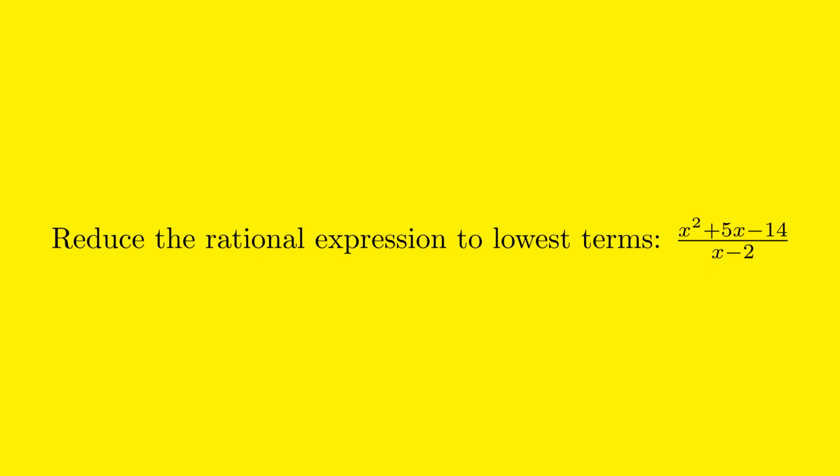In this video, we will be learning how to reduce the rational expression to lowest terms. The expression we will be working with is (x squared plus 5x minus 14) divided by (x minus 2). Stay tuned to learn the step-by-step process to simplify this expression. Let's get started.